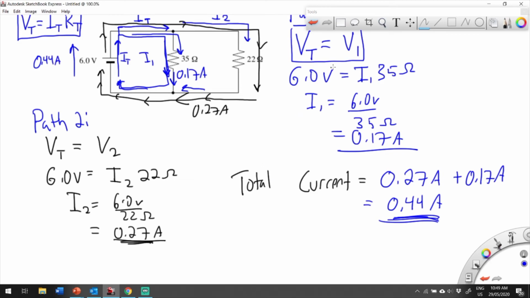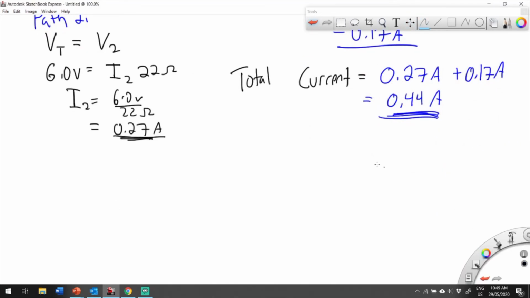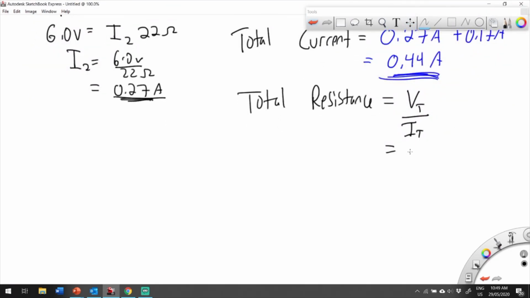And then we can use that current to figure out the total resistance of the system, which we might as well do as an aside. So total resistance would be the total voltage divided by the total current. Total voltage was 6 volts? Yeah, 6 volts. 6 volts divided by 0.44 amps, and that will give us a total resistance of about 13.6 ohms.